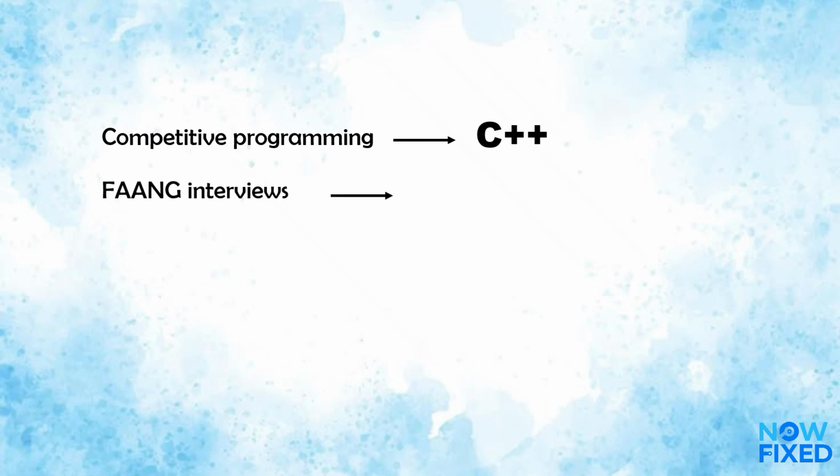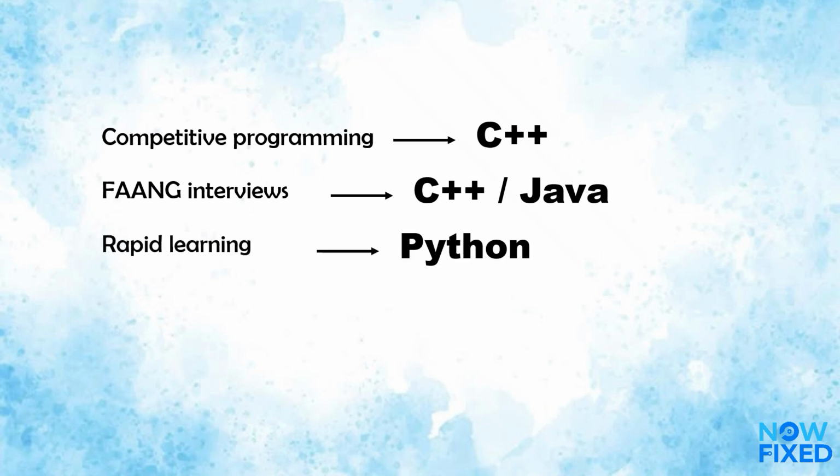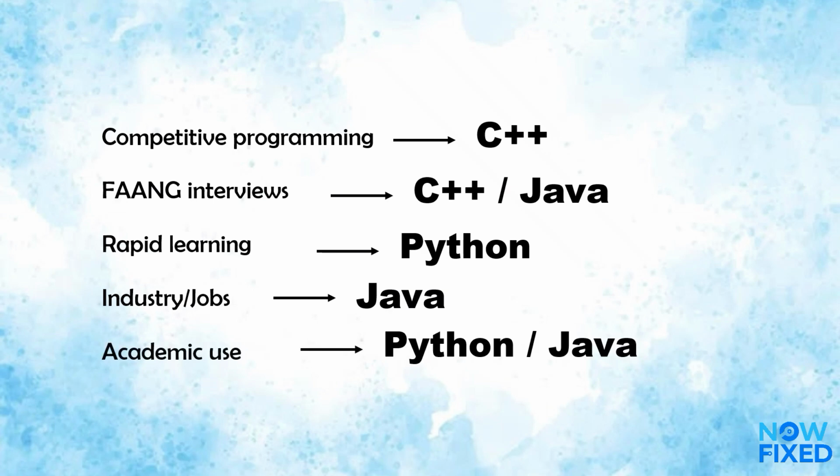So, which one should you choose? It depends on your goal. If your goal is competitive programming, then C++ it is. But if it's FAANG interviews you want to land, it is C++ or Java. Rapid learning, then Python. Industry jobs, then Java. For simply academic use, Python or Java. Pick the one that fits your goal and background. But remember, it's not about the language, it's about the problem-solving mindset.